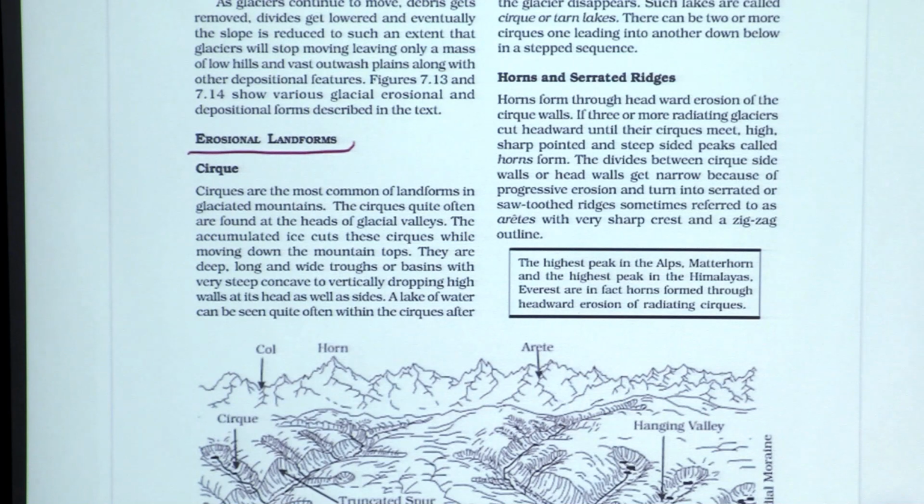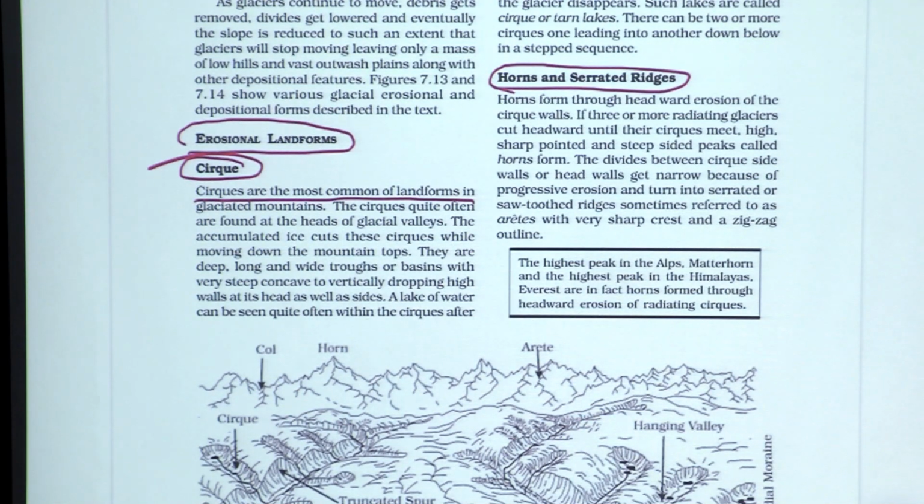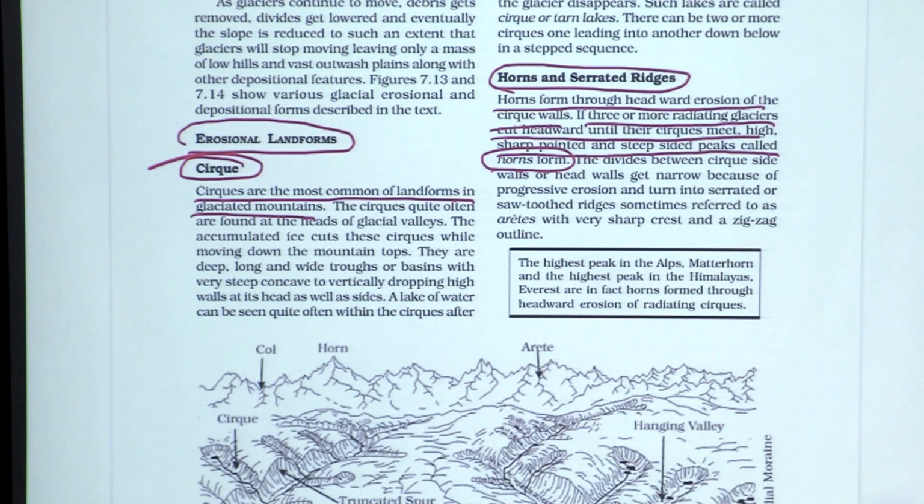In NCERT, erosional features developed by glacier include cirques. It also includes horns and ridges. How do we take the understanding between these and how do we segregate them? We are trying to learn each one of them, but taking the definition, cirque is the most common landform in glaciated mountains, and horn forms through headward erosion of cirque wall. If three or more radiating glaciers cut headward until their cirques meet, high sharp pointed steep sided peaks called horns are formed. So, basically cirques and horns correlate to each other.